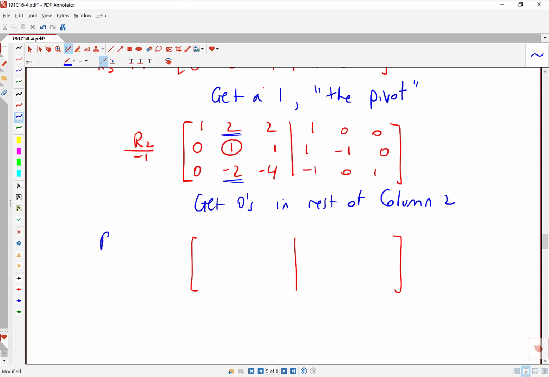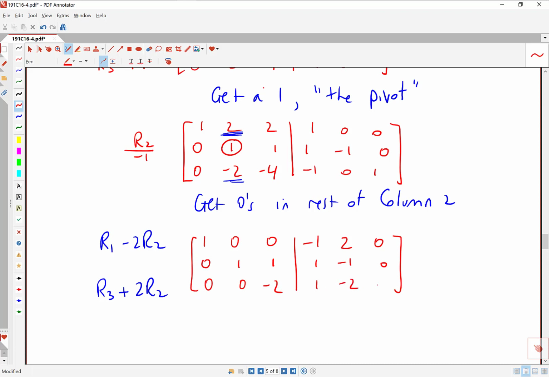The correct operations would be row 1 minus 2 row 2 and row 3 plus 2 row 2. For our top row, if we go row 1 minus 2 row 2, 1, 0, 0, -1, +2, 0. Middle row is not changing, so I'll just recopy that. And then for the bottom row, row 3 plus 2 row 2. Okay, so 0, 0, -2, 1, -2, 1.